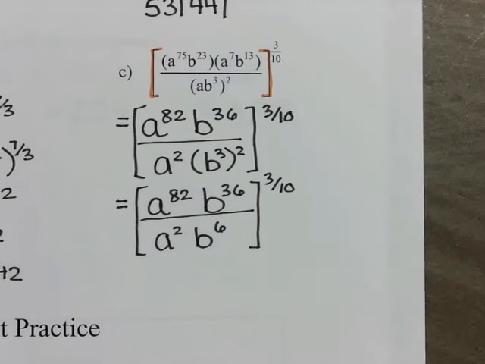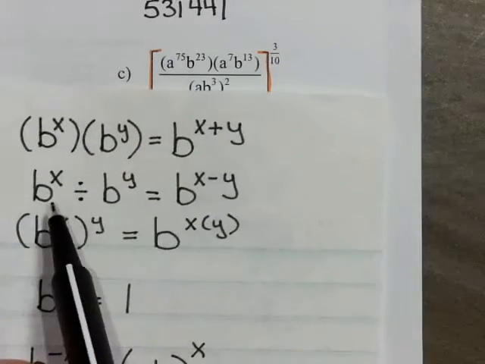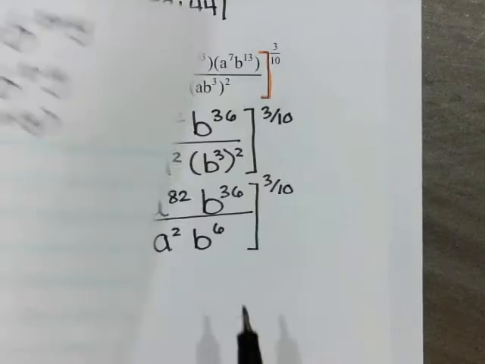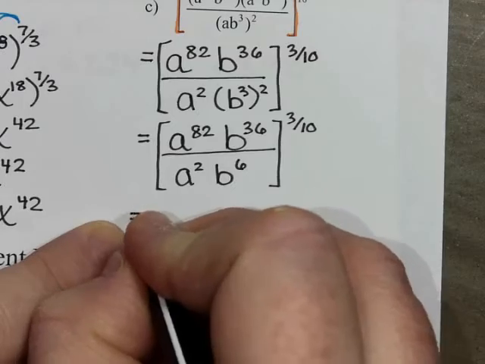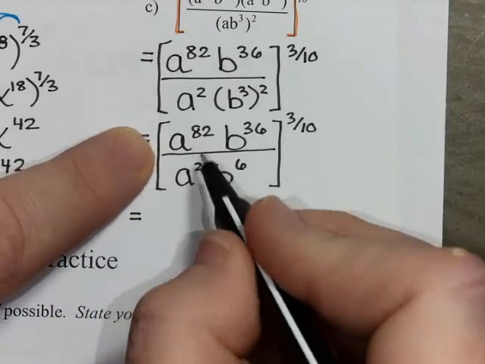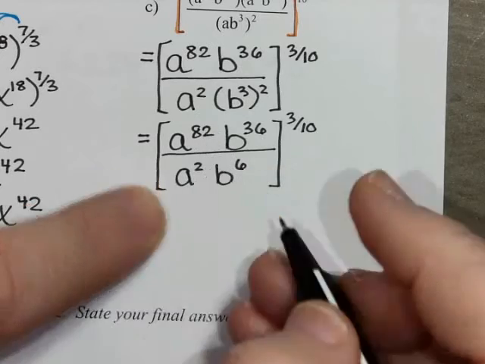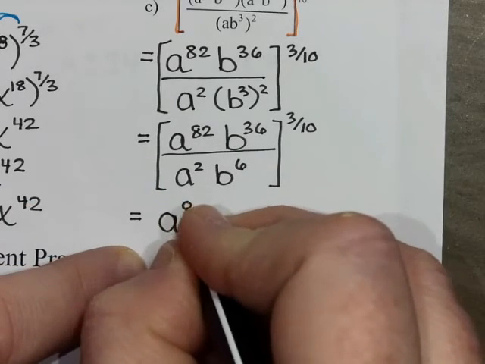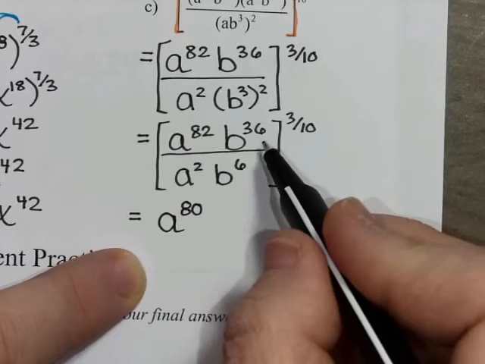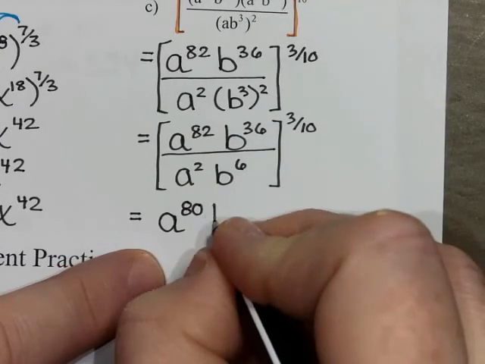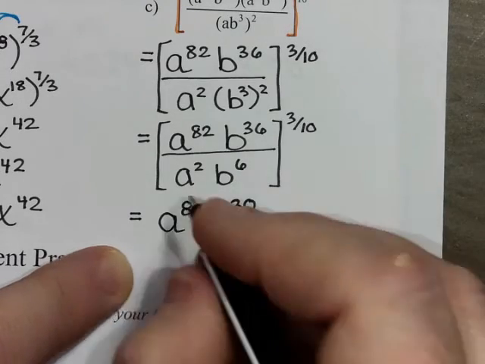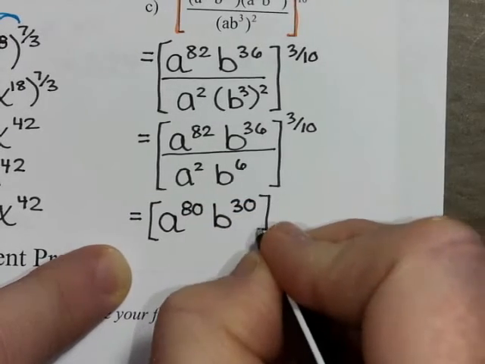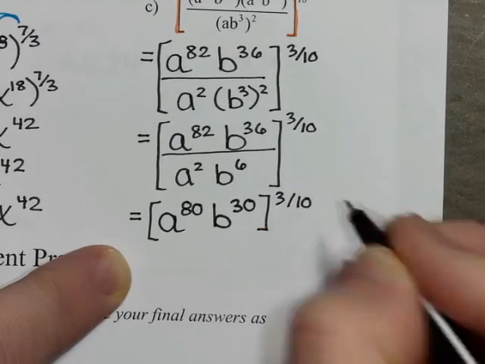All right, so we simplified the numerator, we simplified the denominator. Now I just need to divide. When we divide two things with the same base, we can subtract their exponents. So I would do a's together and b's together. So a to the 82 divided by a to the 2, I would subtract 82 take away 2 to get a to the power of 80. B to the 36 divided by b to the 6, I would do 36 take away 6, which is 30. And then that is still to the power of 3 over 10. It's the never-ending question here.